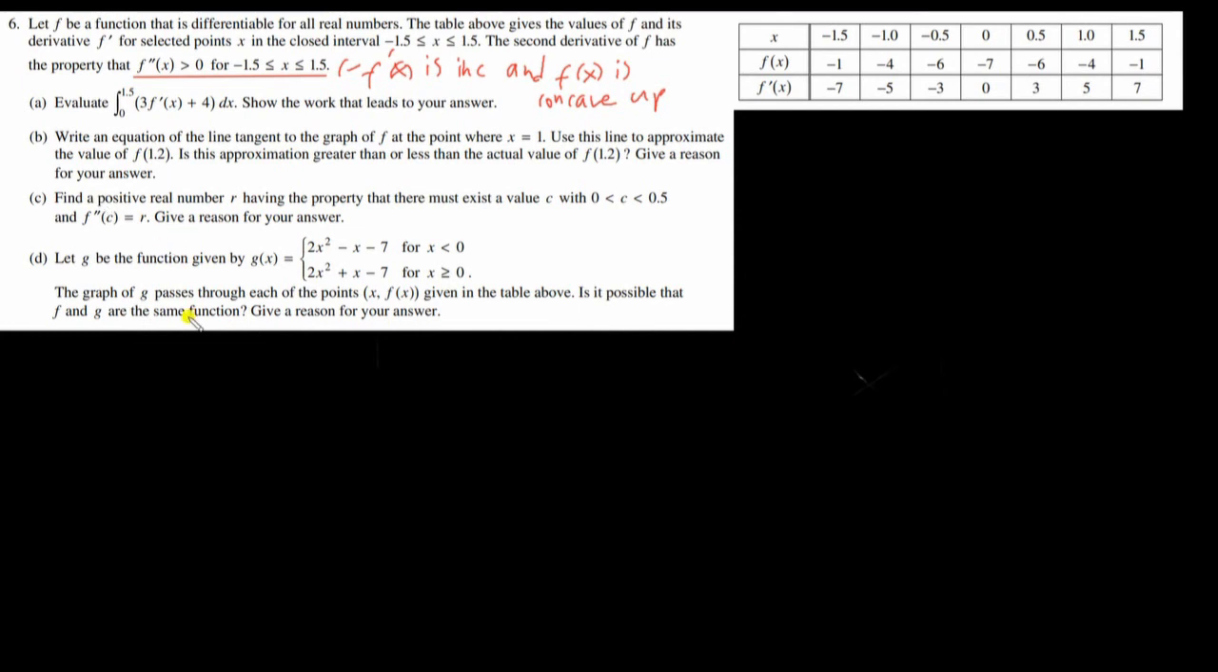Alright, part B. Also, by the way, I just suddenly found a way to make my pen brighter a little bit. So I don't know if it makes a difference, but hopefully it does.